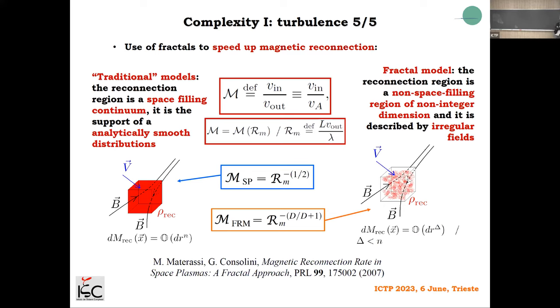What you discover is that fractals are not only beautiful, bizarre, and nice, but may be useful to try understanding phenomena in space plasma, like fast reconnection, that is, the dependence of the magnetic reconnection rate on the Lundquist number Rm, the magnetic Reynolds number, which is faster than what is predicted by the traditional Sweet-Parker mechanism. So if you assume that the locus of points in which magnetic reconnection takes place is not space filling, but rather a fractal dust of, let's say, dimension D, the dependence of the magnetic reconnection rate on this Reynolds number is faster than what happens if you assume that the space in which reconnection takes place is space filling.